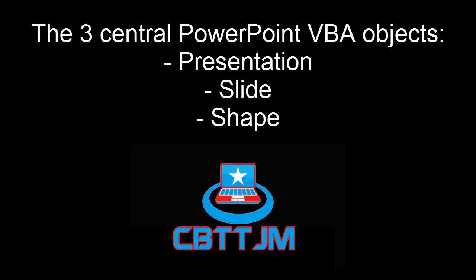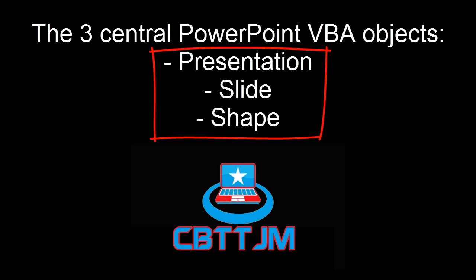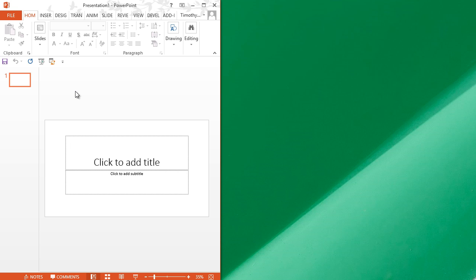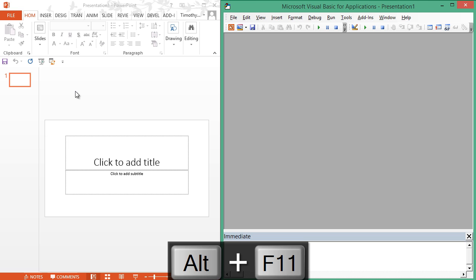In just a few minutes, you are going to understand the central Microsoft PowerPoint VBA objects: presentation, slide, and shape. Everything you go on to learn in PowerPoint VBA will depend on these objects. First, the presentation. Presentations correspond to .ppt or .pptx files. Let's demonstrate opening an existing .pptx file as a presentation.